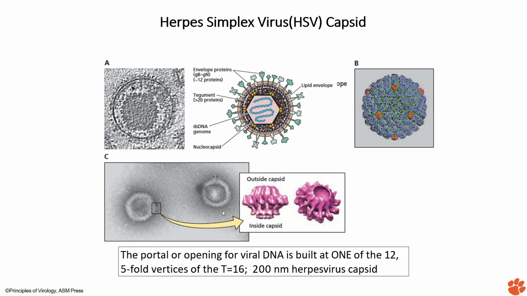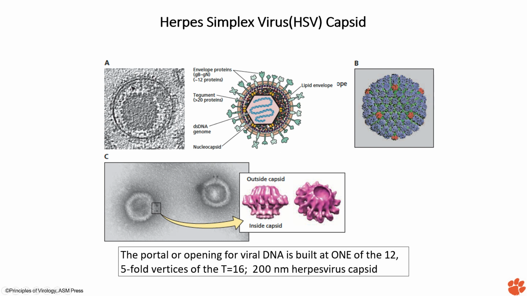Just on the top of the slide, the portal of opening of DNA is built on one of the 12 5-fold vertices. There is just only one. Sometimes it is called a Stargate, and this is a portal through which the genome or the DNA is actually packaged inside the particle, and then it is sealed, and it just comes off in that structure. So these are some of the very, very complex viruses as well.